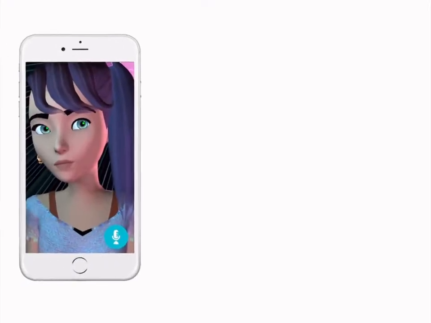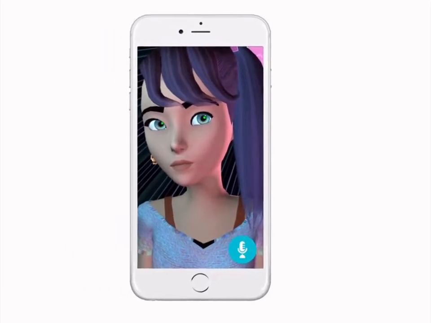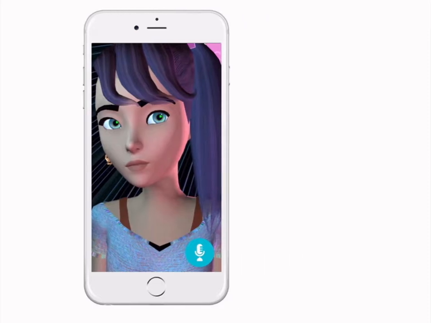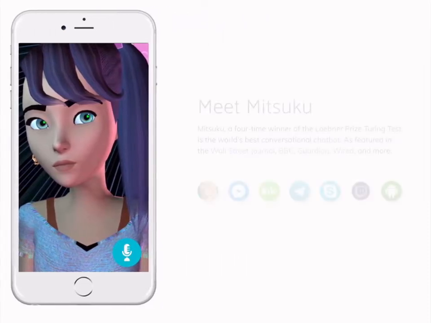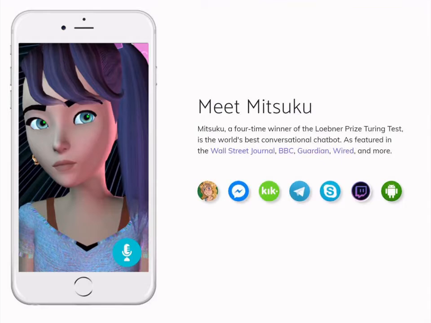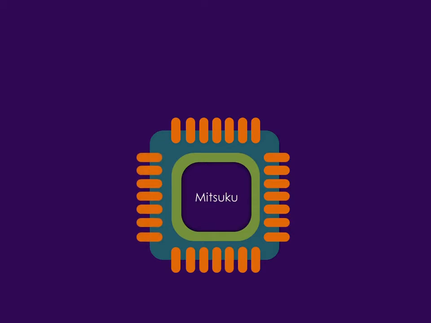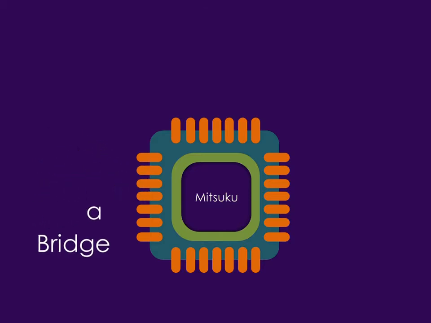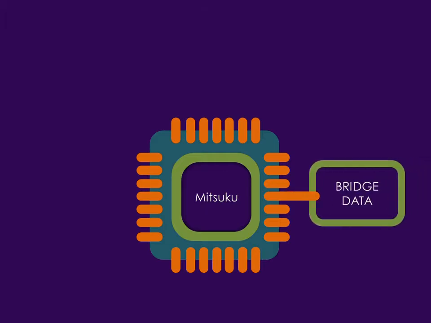Mitsuku, developed by Steve Worswick since 2005, is a chatbot from Leeds, England. It has been designed using all of the AIML files of ALICE and is considered its spiritual successor. The program uses modern natural language processing techniques and has the ability to understand objects and object properties. For example, if someone asks, "Can you eat a bridge?" the program's advanced natural language processing allows it to identify the roles of eat and bridge in the sentence, look up the edible property of a bridge, and respond with no.